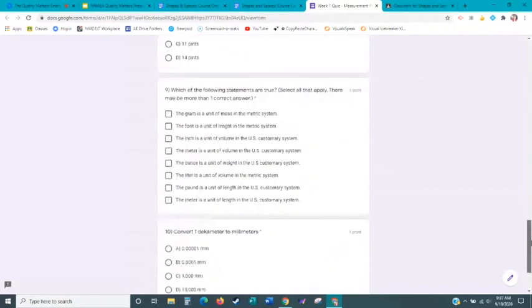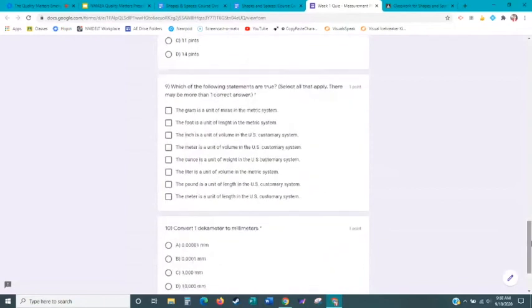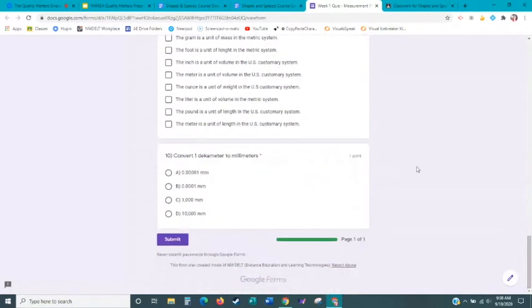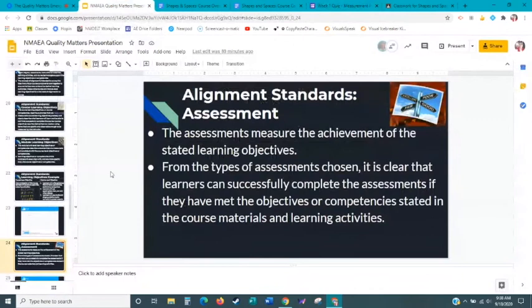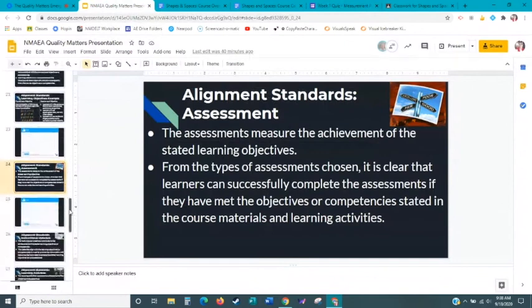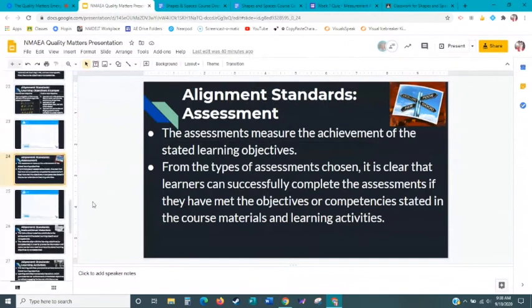Which of the following statements are true? Select all that apply. And the statements are such like the gram is a unit of mass in the metric system, the foot is a unit of length in the metric system, and they have to pick which ones are true. And then the last question is convert 1 decameter to millimeters. So in Nearpod, you can go back to Nearpod, and there's going to be another poll. Did that quiz align to the objectives by 85%?